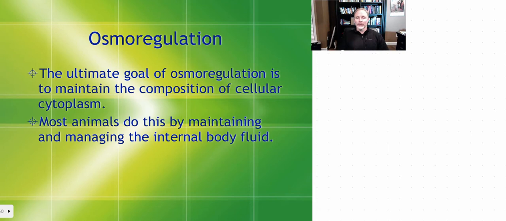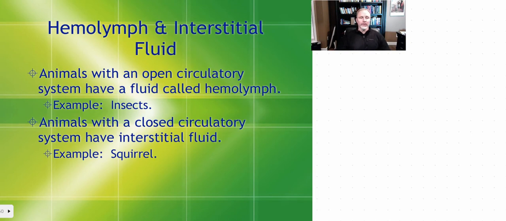And many animals do this by managing the internal body fluids. So some animals have an open circulatory system, and they have a fluid bathing their tissues called hemolymph. So you can think of insects. If you step on a bug and it cracks and squishes, there's generally no blood. It's just a clearish ooze that comes out, and that's the hemolymph. And then you have animals that have a closed type of circulatory system, and their cells are bathed in interstitial fluid, and you can think of various types of animals.